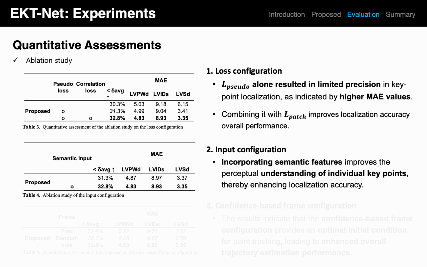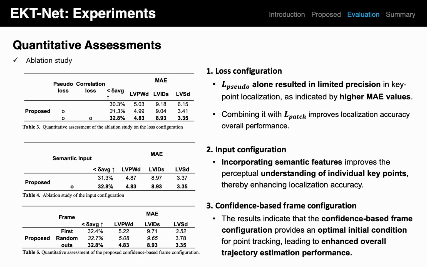Second, semantic feature input. Adding contextual features from a segmentation network improves performance. This demonstrates that embedding anatomical semantics enhances trajectory precision. Third, confidence-based initialization. Selecting the highest confidence frame clearly outperforms both first frame and random initialization. This shows that proper initialization plays a critical role in cardiac motion tracking.